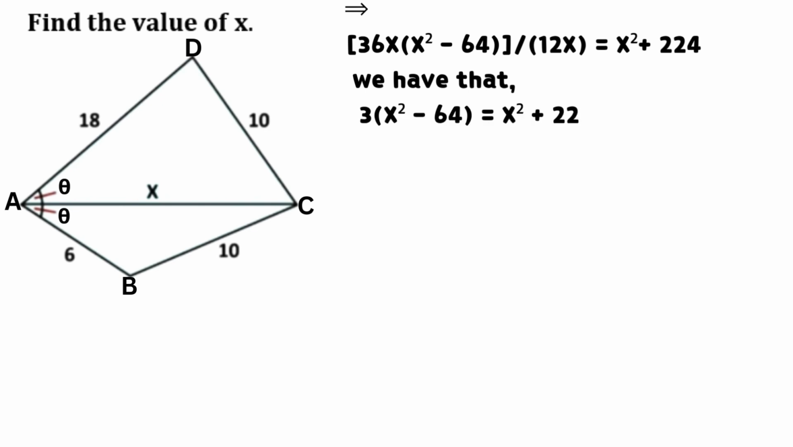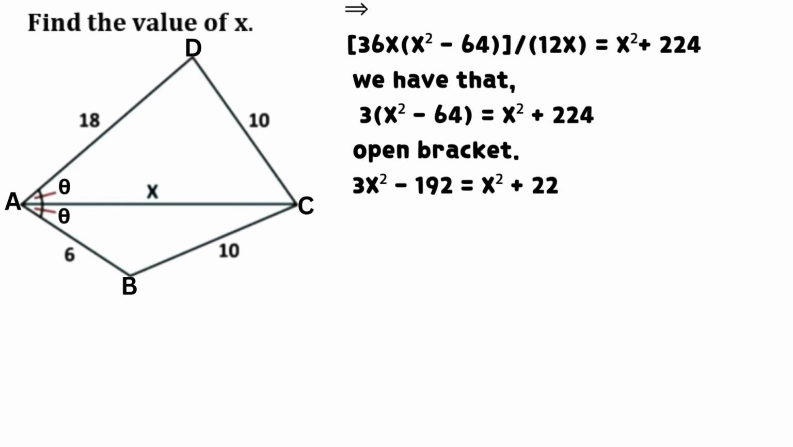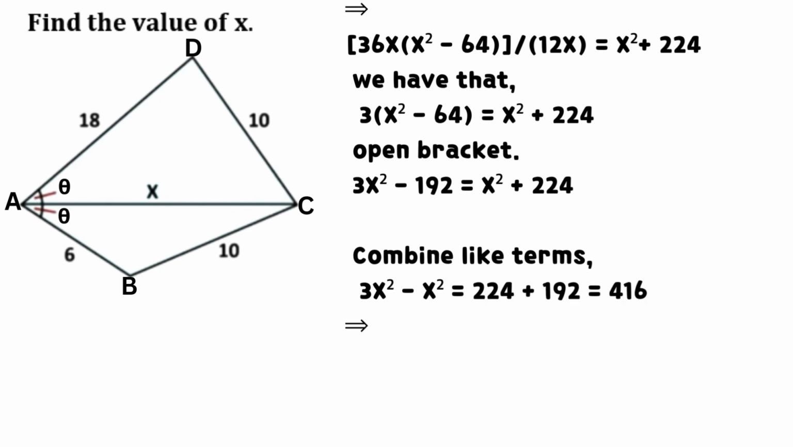Simplify the result of the cross multiplication. We have that the product of 3 and the square of x minus 64 equals the sum of the square of x and 224. Open bracket so that 3 times the square of x minus 192 equals the sum of the square of x and 224. Combine like terms and simplify. We have that 2 times the square of x equals 416.